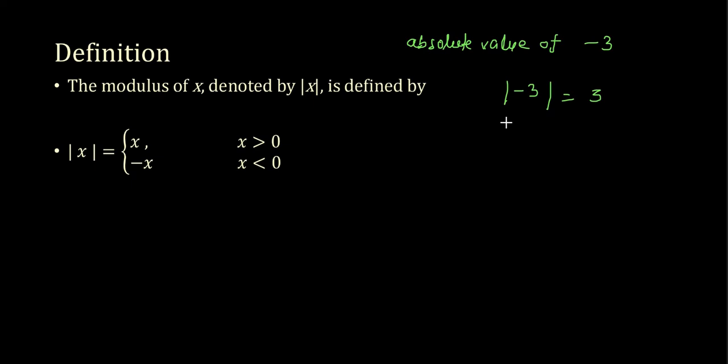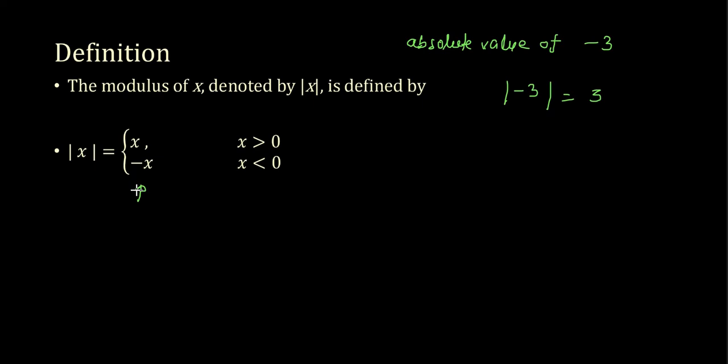So what we understand from this is that whatever goes inside this modulus function, the output is always positive. These two vertical lines remove the negative sign and produce an output which is always positive. It cannot be negative.